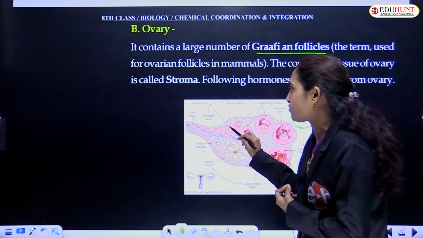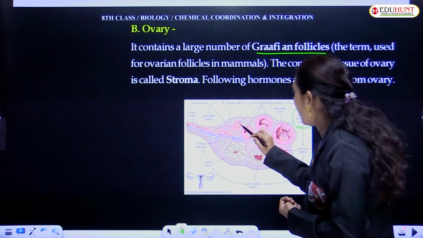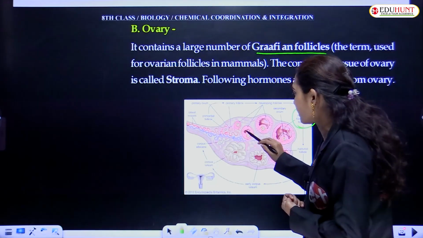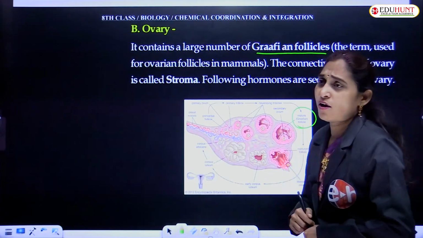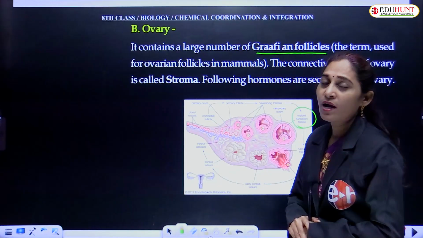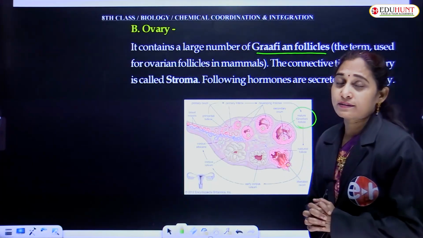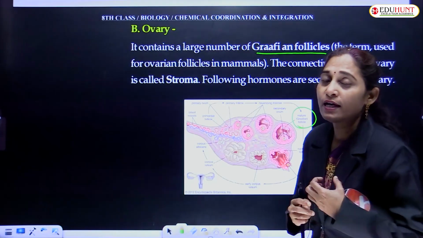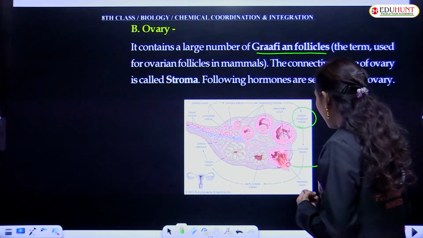This is the initial stage where the ovum is produced, and next are developing follicles with the developing egg. This is the mature follicle, which we call the Graafian follicle. After maturation, the Graafian follicle ruptures to release the ovum, to release the egg.